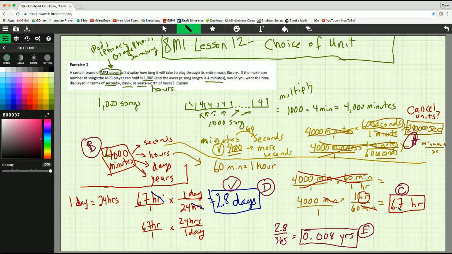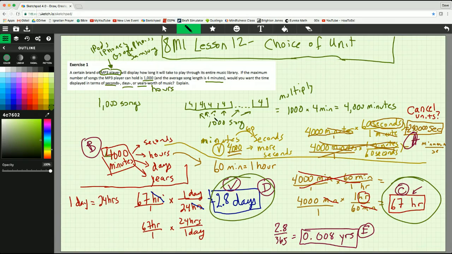Or 67 hours, maybe that would be understandable. I could maybe think about 67 hours. Yeah, that's a long time. 0.008 years, I don't really understand. I have a hard time knowing how much time that is. So I would say either 2.8 days or 67 hours might both be good ways of representing the amount of music.